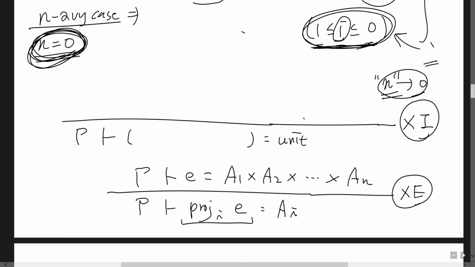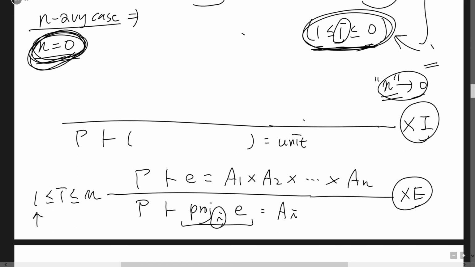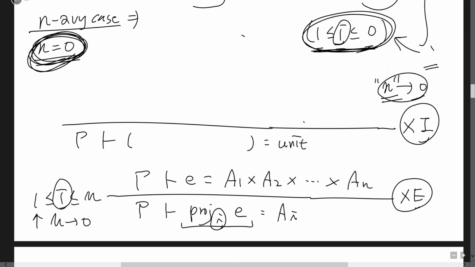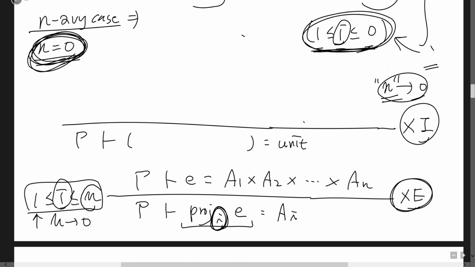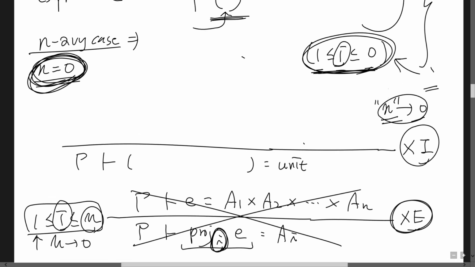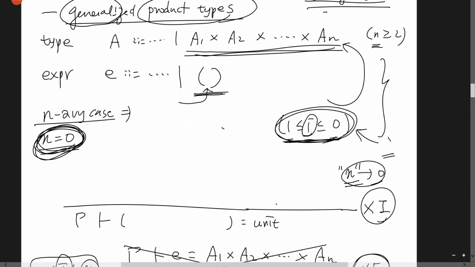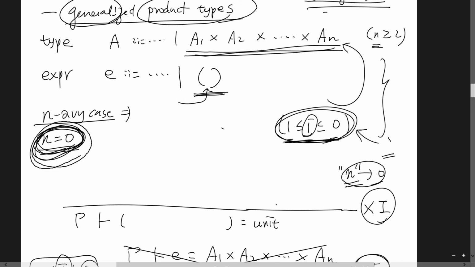And what about this one? Here, the index i is in the range from 1 to n. If n is set to 0, there is no such index i that satisfies these two inequalities. Therefore, there is no instance of this elimination rule if n is 0. So this rule simply disappears. To summarize, we are left with the case where n is set to 0, that is, the nullary case.